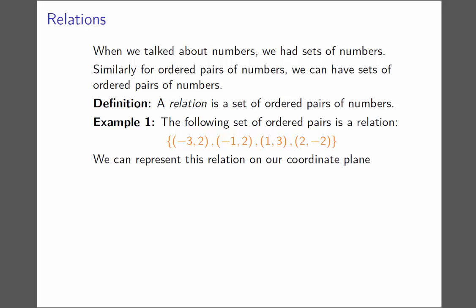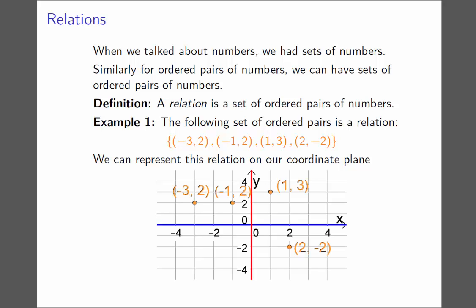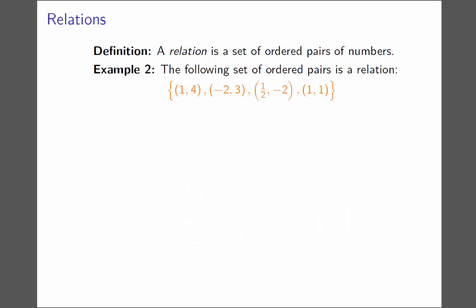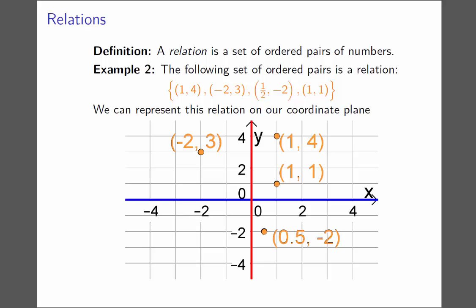We can represent our relation on our coordinate plane. To do this, we simply plot the points -3, 2; -1, 2; 1, 3; and 2, -2. A second example of a relation is the set of ordered pairs 1, 4; -2, 3; 1/2, -2; and 1, 1. Again, we can represent this relation on our coordinate plane by plotting the points 1, 4; -2, 3; 1/2, -2; and 1, 1.